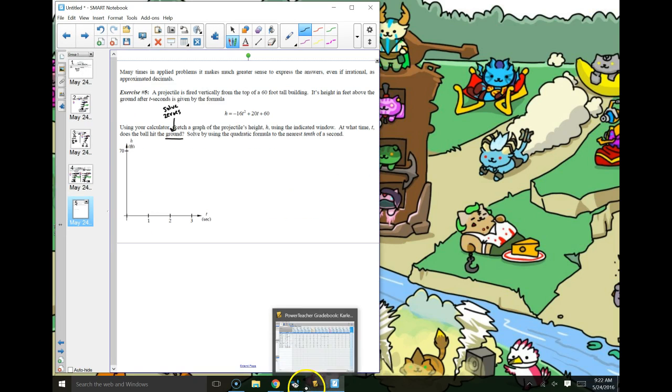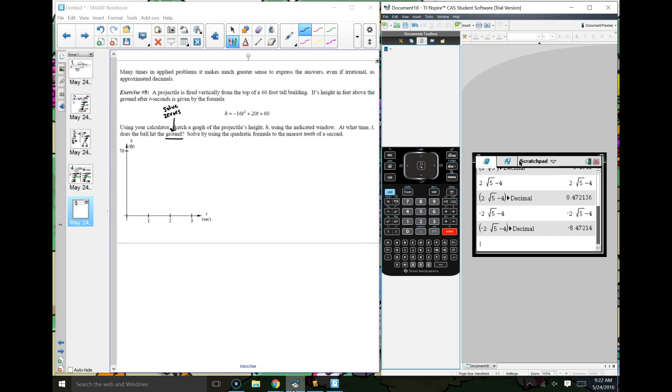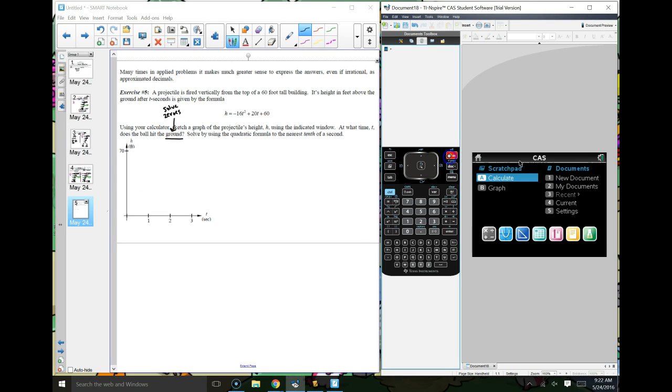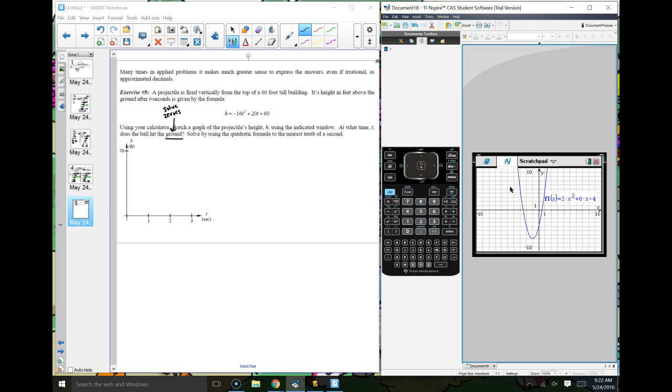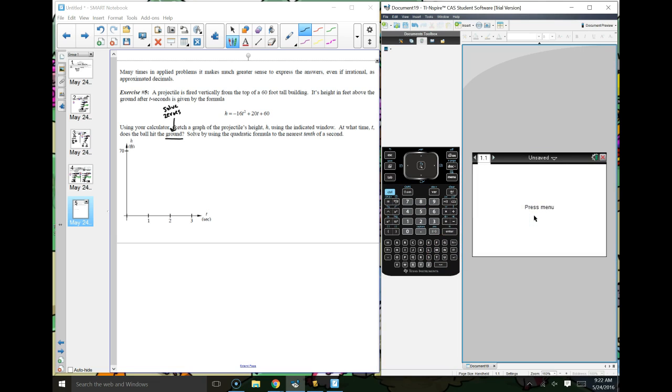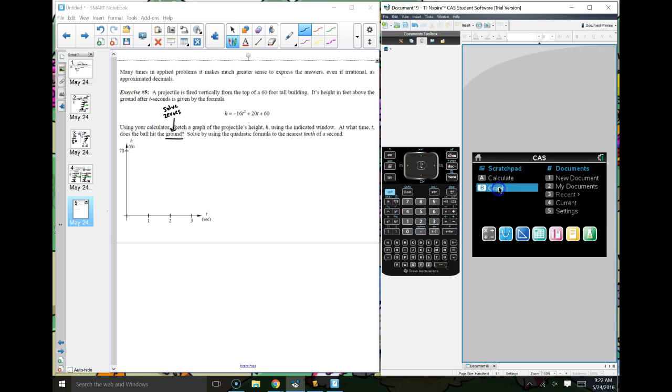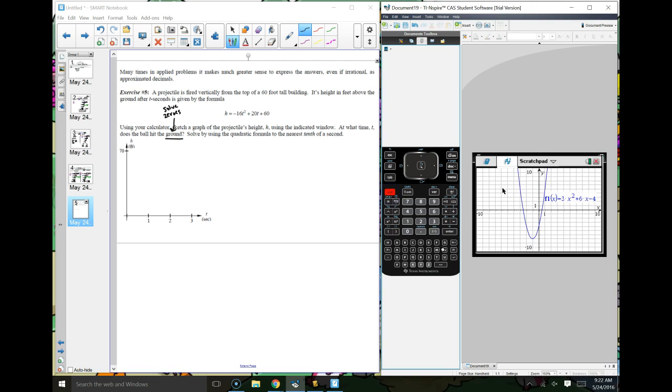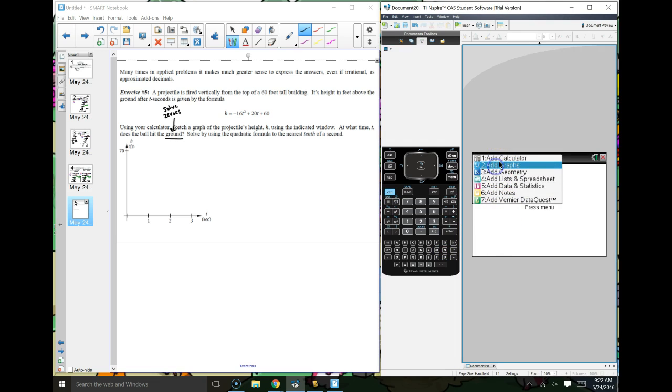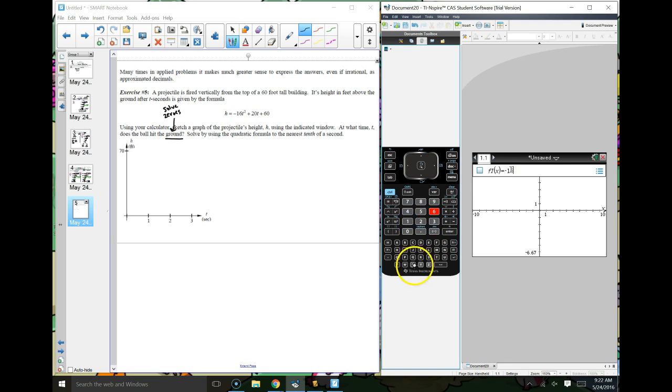Okay, so let's open my calculator, and on my calculator I'm going to go to graph. I'm going to get a new graph on my screen, hit Control N, do not save changes. Control N. Add graphs. Okay, and then I'm going to type in my equation. Now, you can't put a t in here, you have to put an x. I'm going to put negative 16x squared.